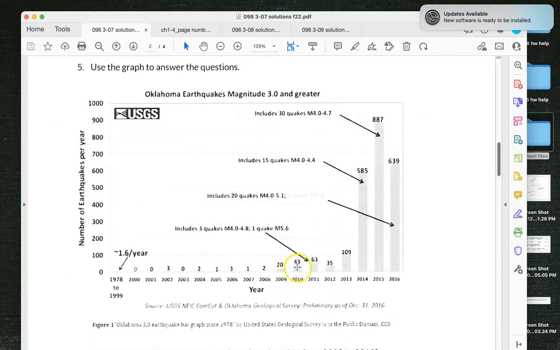So from here to here, more than doubled. From here to here, it did not double. So in the percentage change, this is not as big of a change as this.